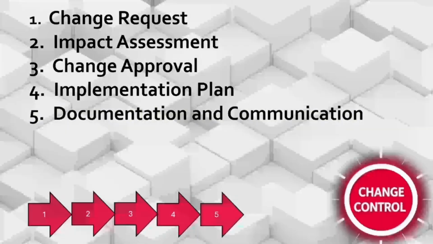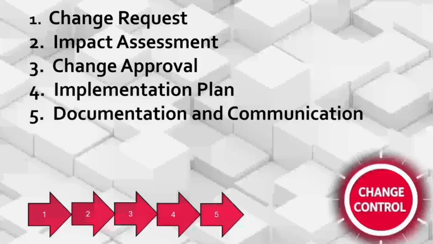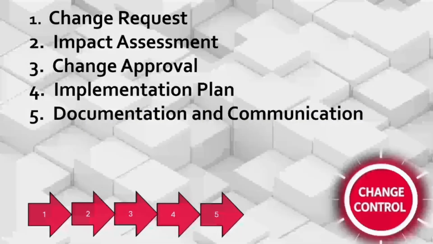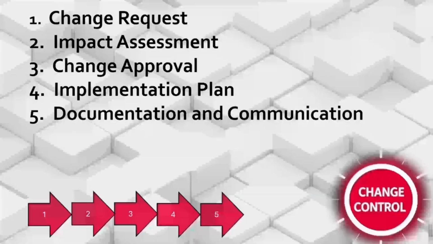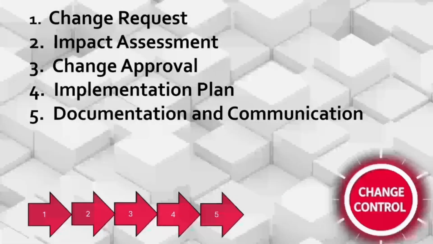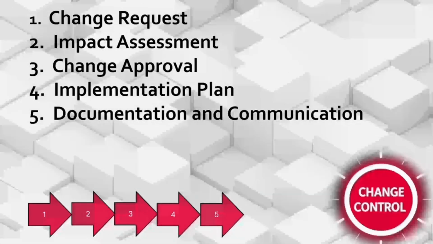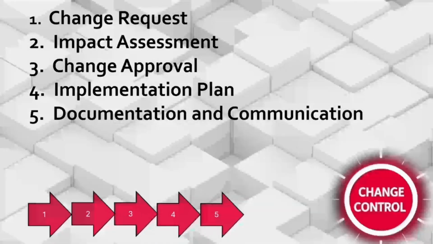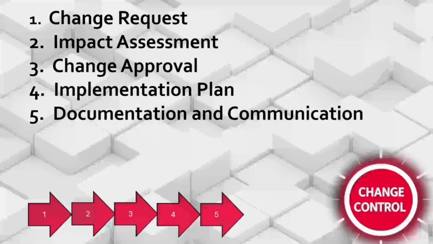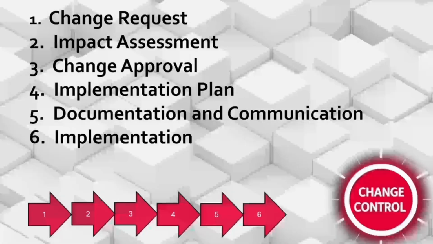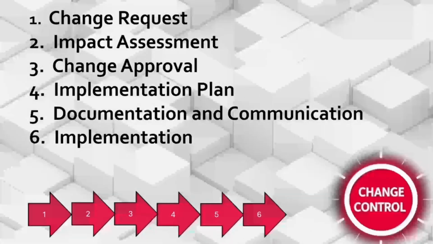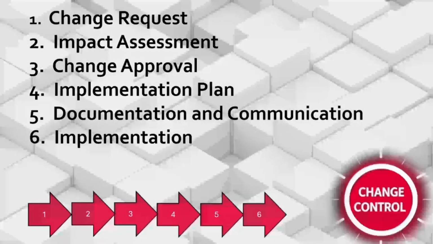Number 5, documentation and communication. All changes must be thoroughly documented and communicated, with evidence of completion of each step added to the change record. It is likely training in a new process will be required, which should be recorded within the quality system. Number 6, implementation. Once all pre-implementation actions are complete, the change may be implemented.